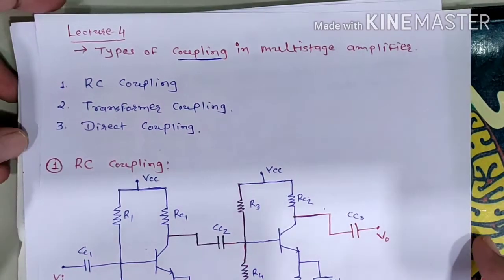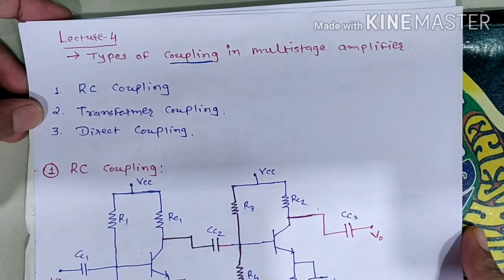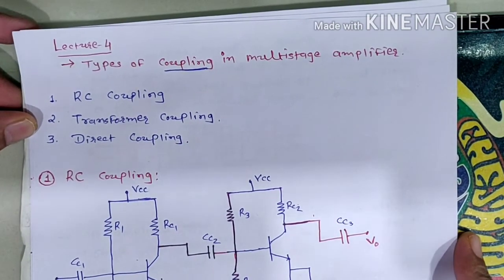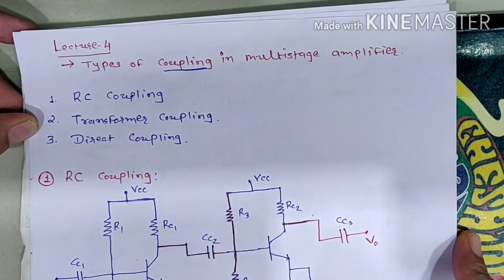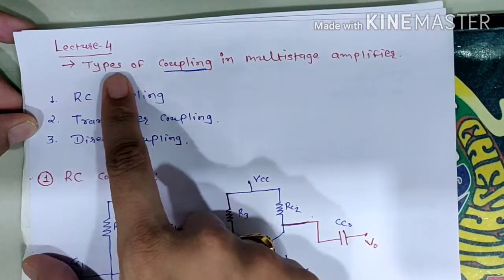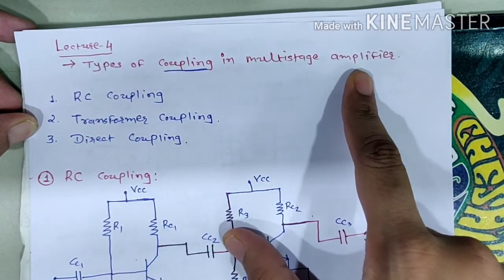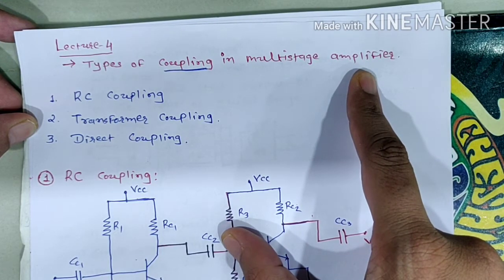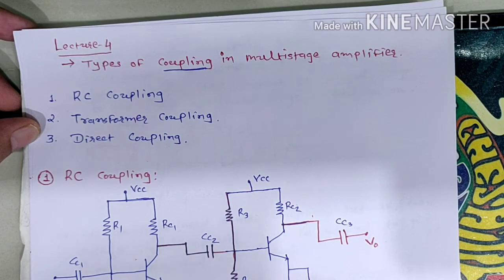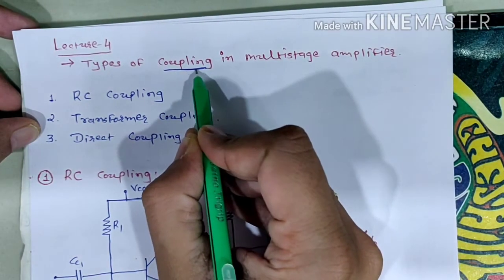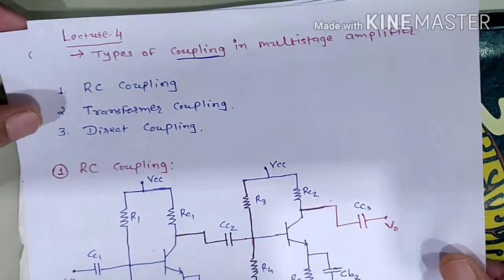Hello everyone. Today we are going to start lecture number 4 of the ECA subject, and the topic of lecture number 4 is types of coupling in multi-stage amplifier. Before we start this topic, we have to understand what coupling means.